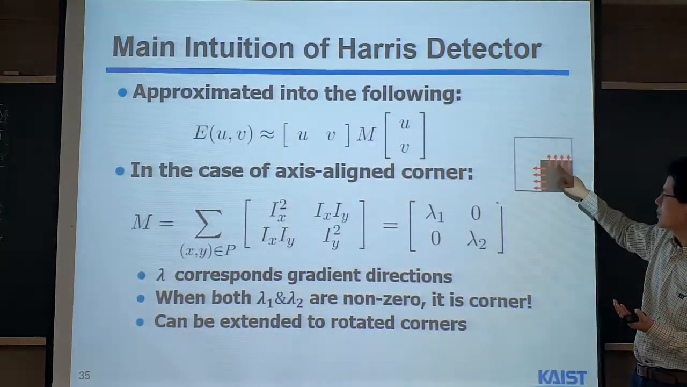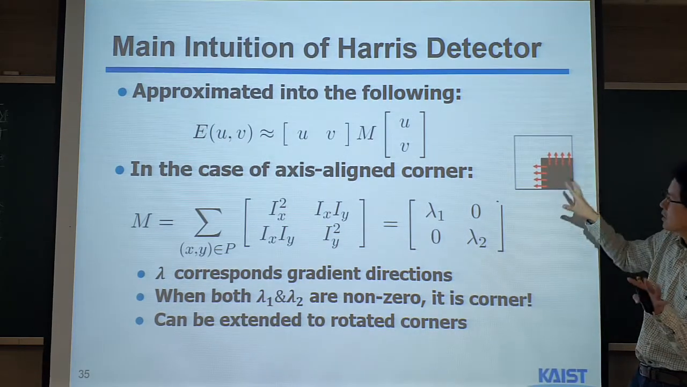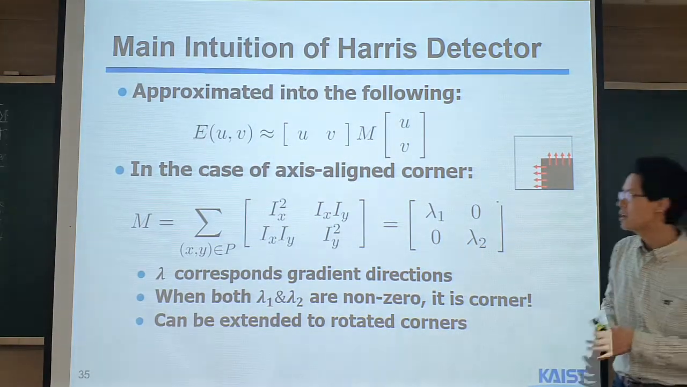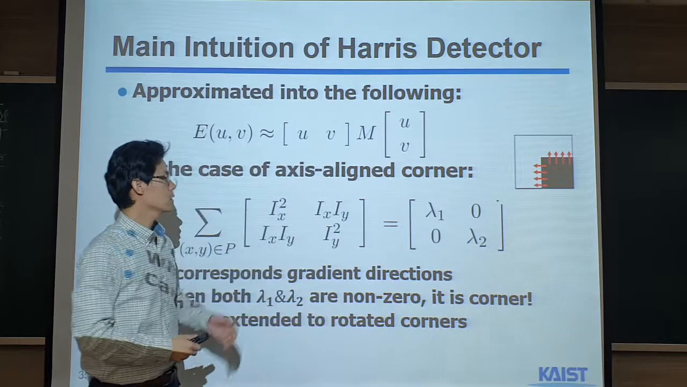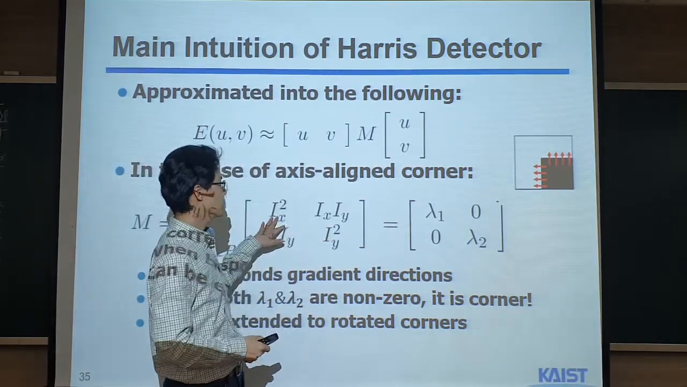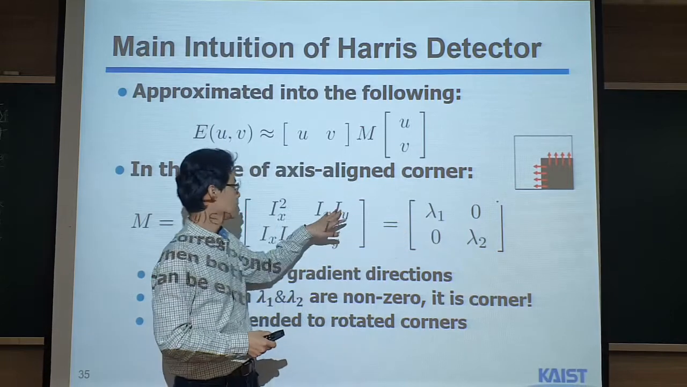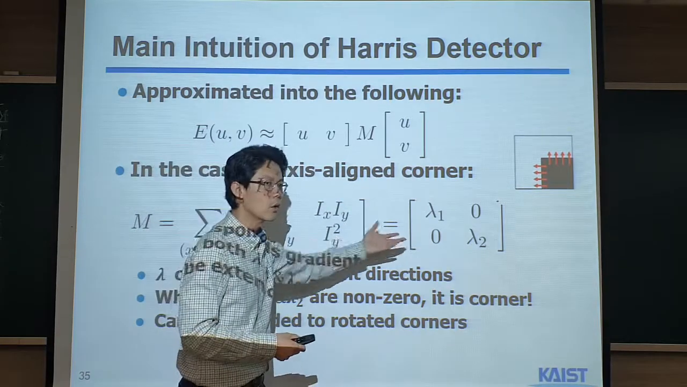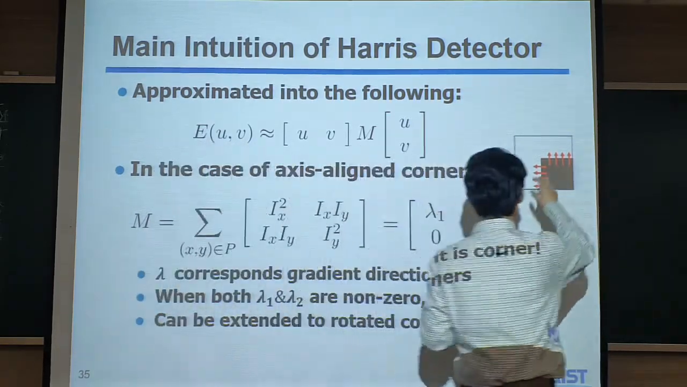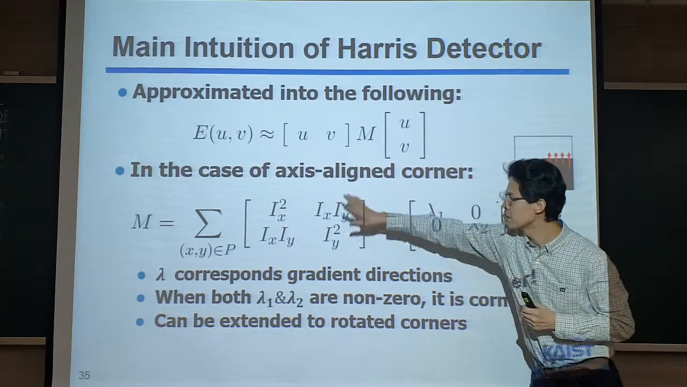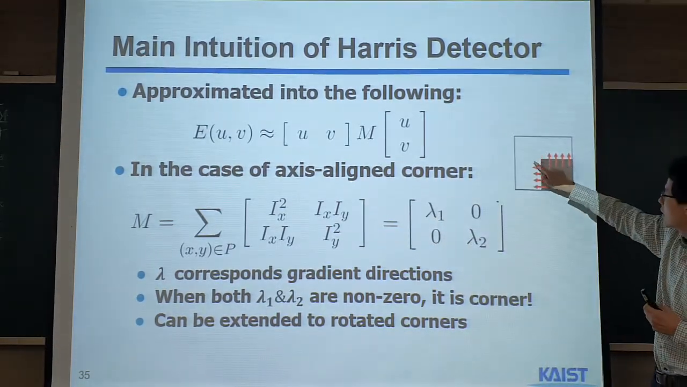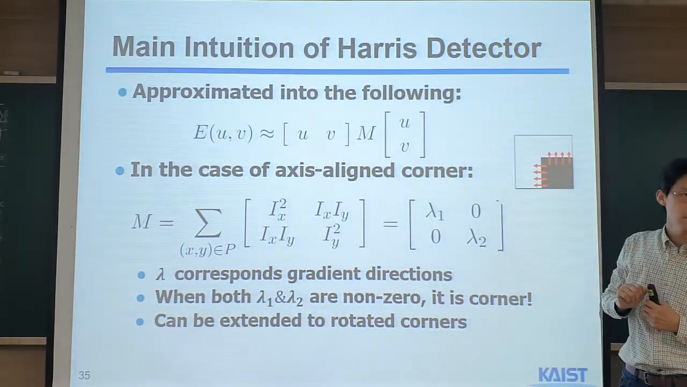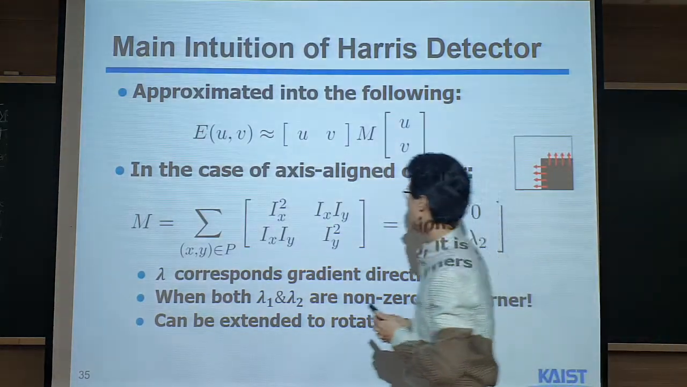But if we combine them together, if we multiply them, then one of the gradients will be 0. So for the axis-aligned corner, this could be some number here, but the other one turns out to be 0. Based on this information, if we look at the local patch here and there, and look at this matrix, and we have some value here and there, we can see that there could be a corner. That's the main idea of this Harris corner detector.